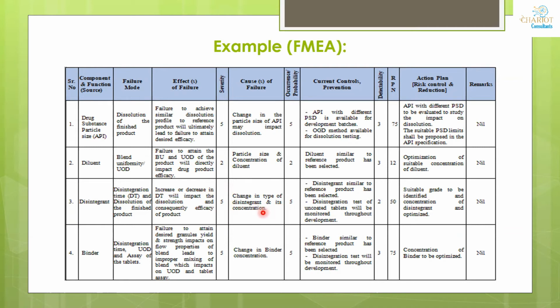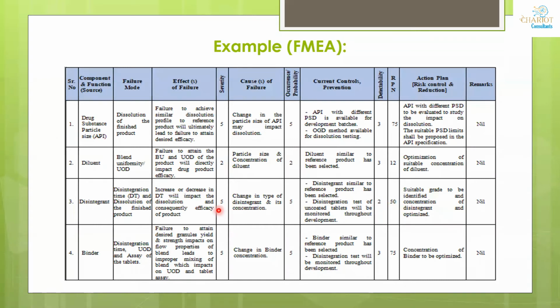And whenever you are changing, the probability of those things happening will always be high. So 5 is the severity, 5 is the occurrence, and detectability we have kept low, because whenever you are manufacturing the tablets, you are evaluating your disintegration time. It will be an online monitoring kind of thing; you don't need to test it separately. If the DT is changing, you will see it during manufacturing, so you have good detectability.